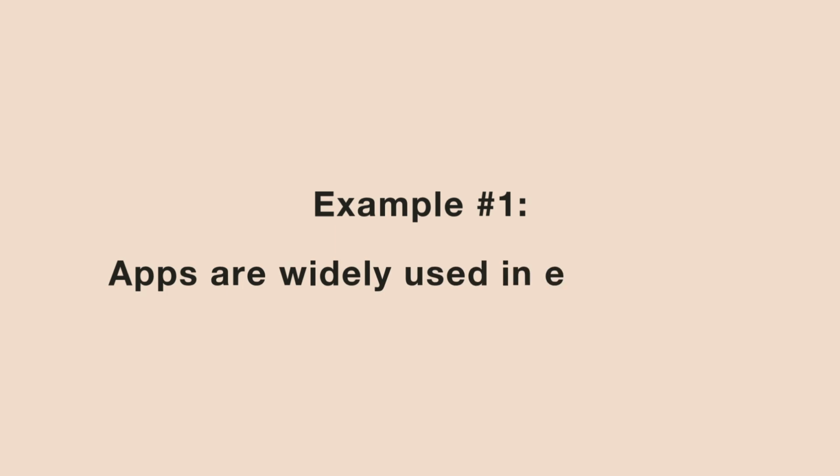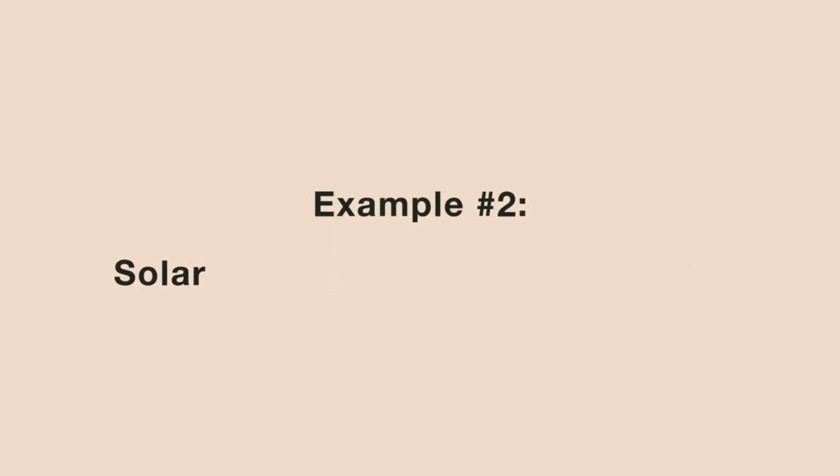Mistake number 6, weak literature review. So students often cite outdated or irrelevant references, or worse, they just summarize without really analyzing it. So example, apps are widely used in education, or solar panels can charge batteries. So these statements are too basic and don't really provide a strong foundation for your research.